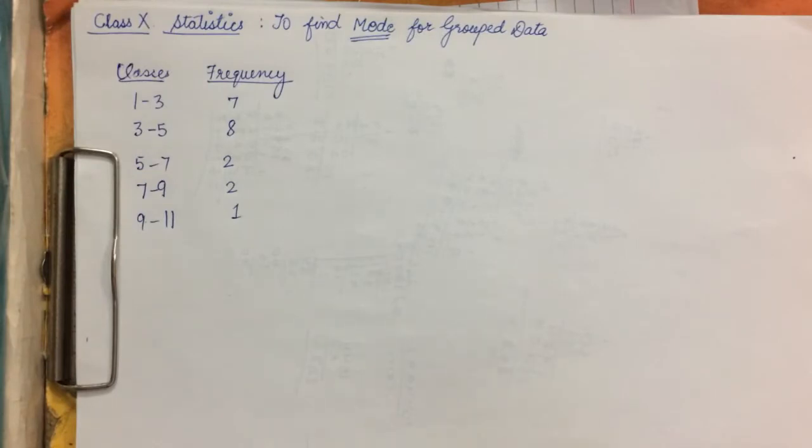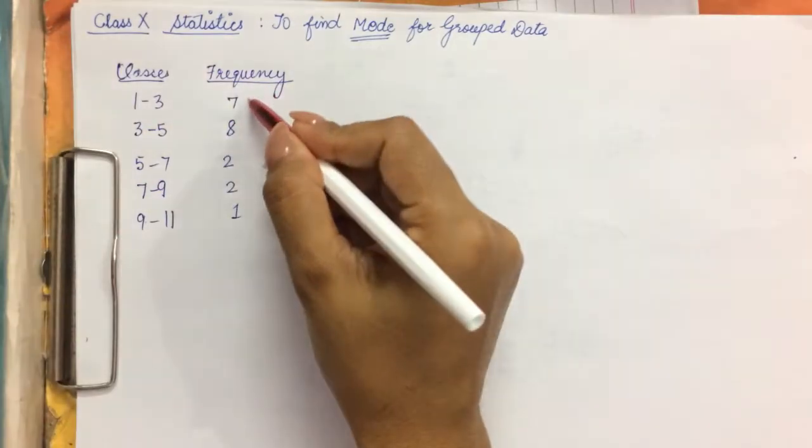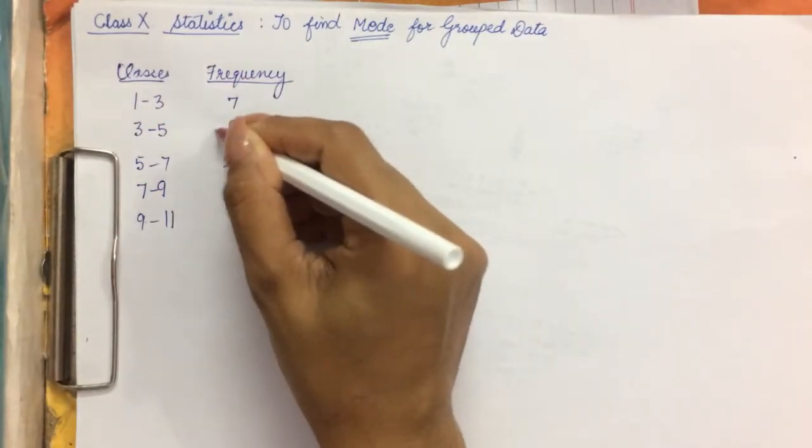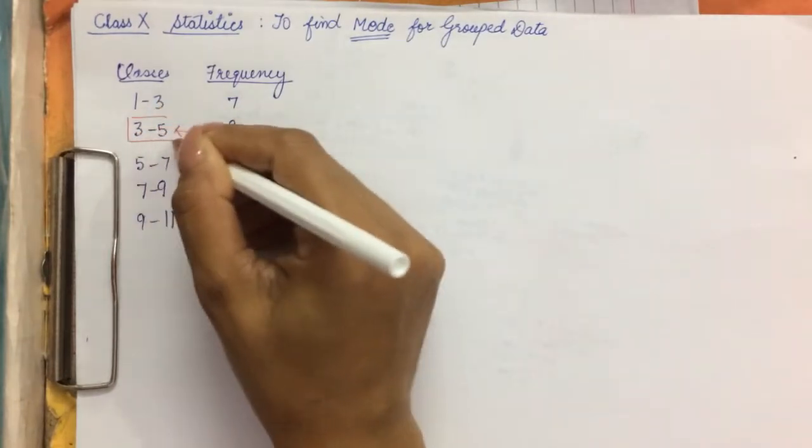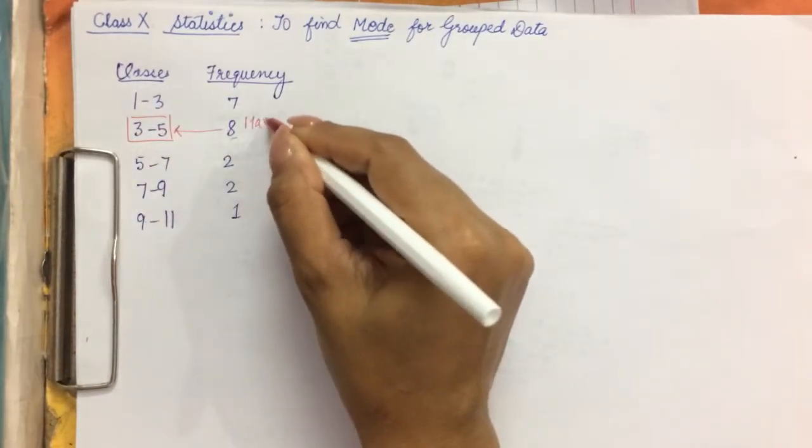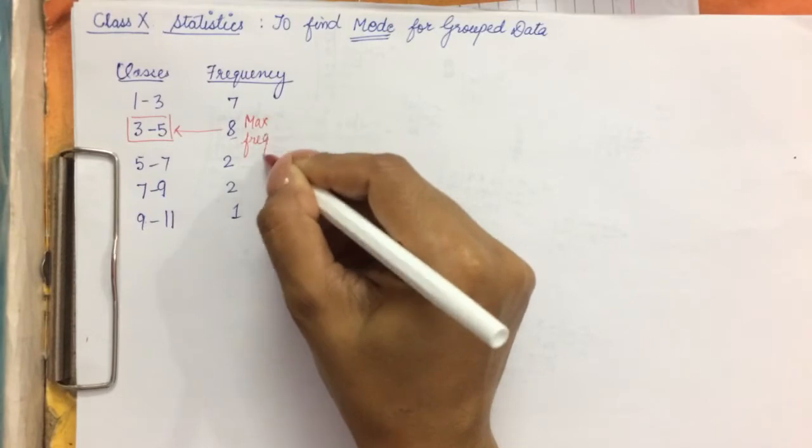So the first thing I want to find out is the same what I used to do for discrete series. I want to identify the class with the highest frequency. Earlier I used to identify the observation with highest frequency. That would directly be the mode. Now what I want to do is I want to find out that particular class which has the maximum frequency. So the maximum frequency here is 8 and the class is 3 to 5. So this is the maximum frequency.